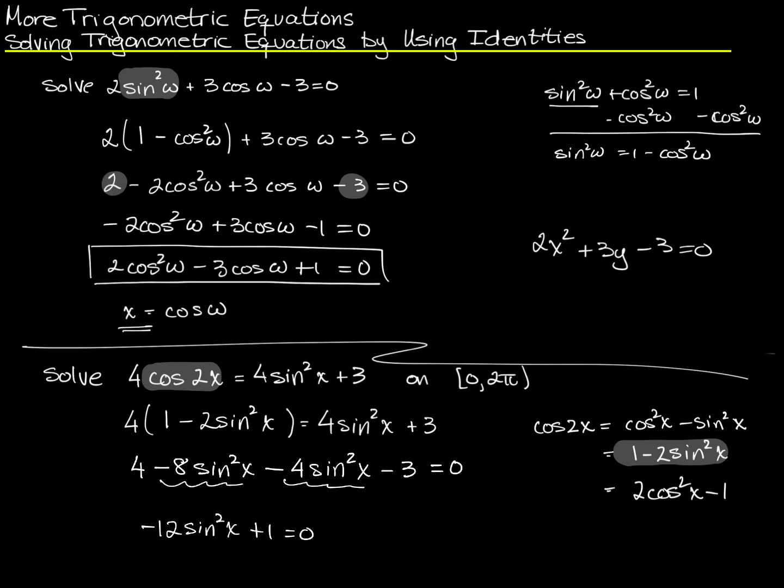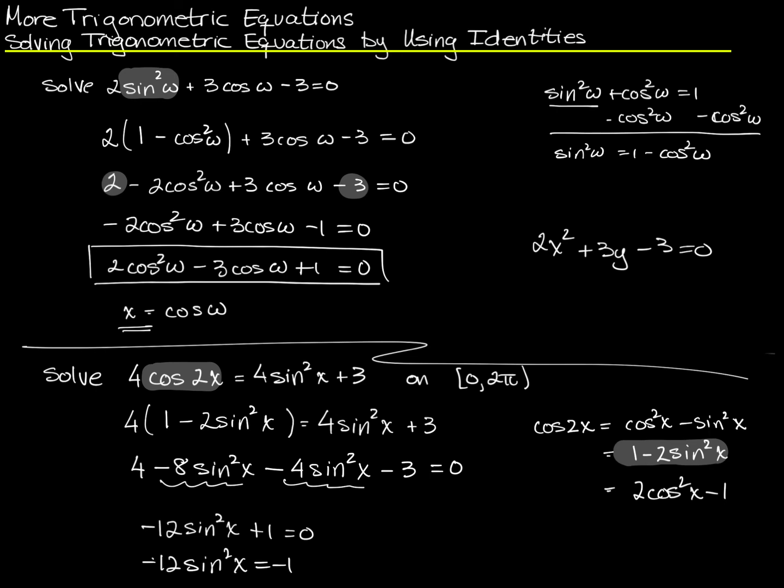Or negative 12 times the sine squared of x equals negative 1. At this point, I would multiply through by negative 1, divide both sides by 12, take the square root of both sides. At this point, I hope you can see that it's a fairly simple equation and it's ready to go. You should be able to solve it at this point.